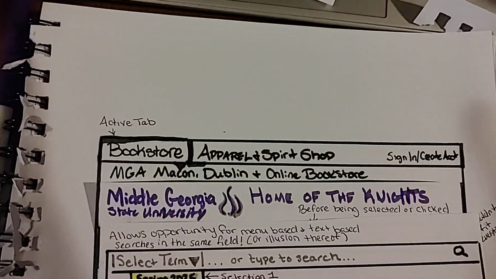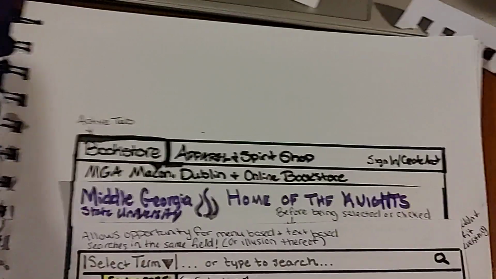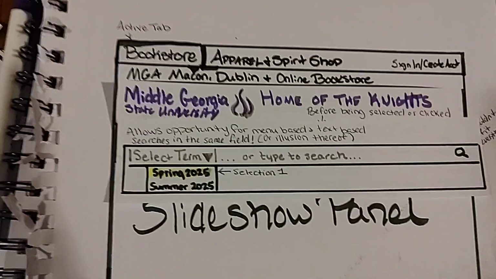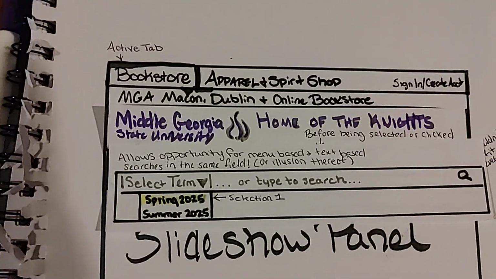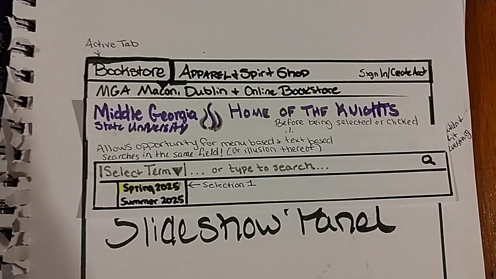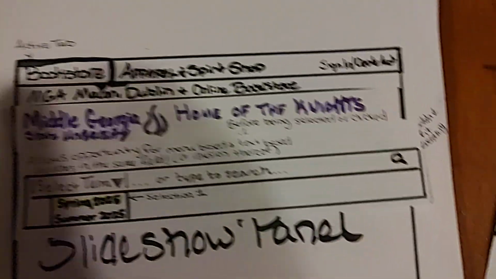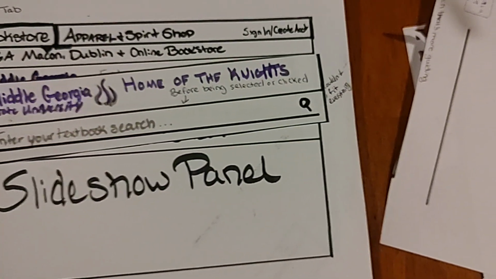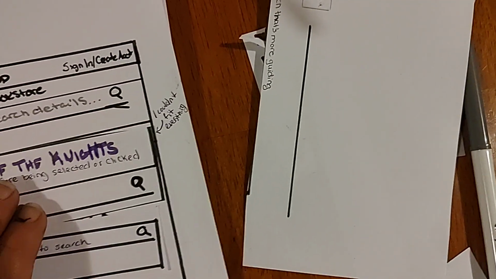Now, you can say or type search, so you don't have to do it. But if you click the gray drop down, you get your terms. And so, just following along with the exercise we had our subjects doing, we're going to select spring 2025.